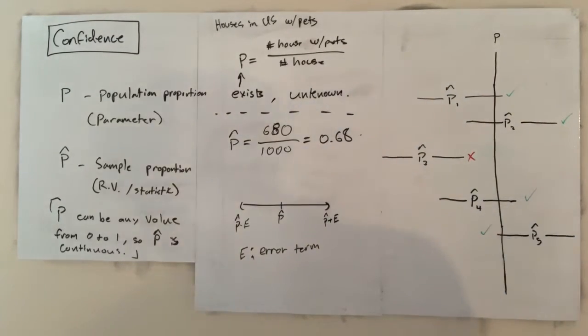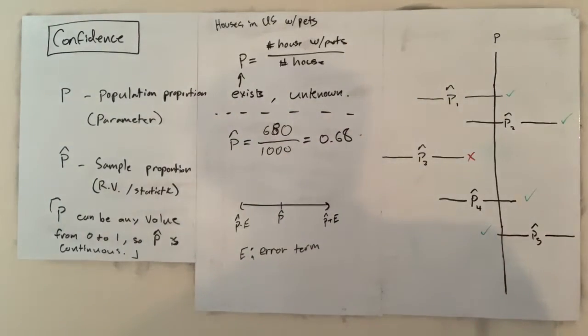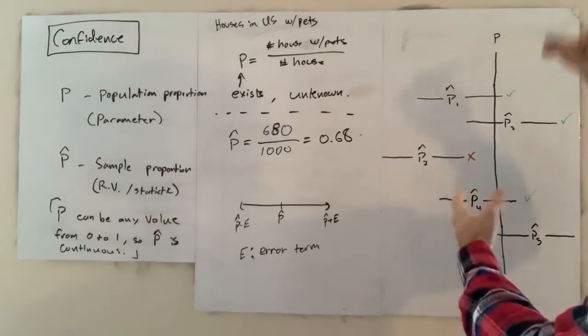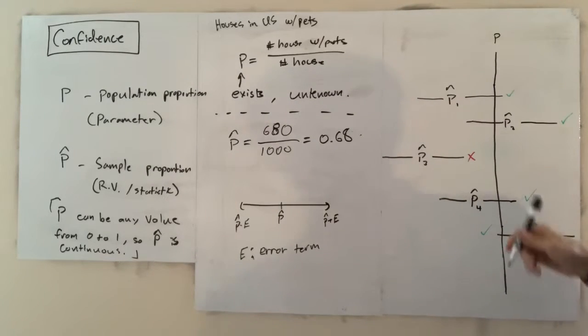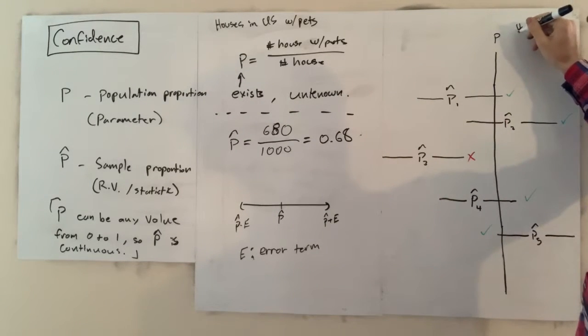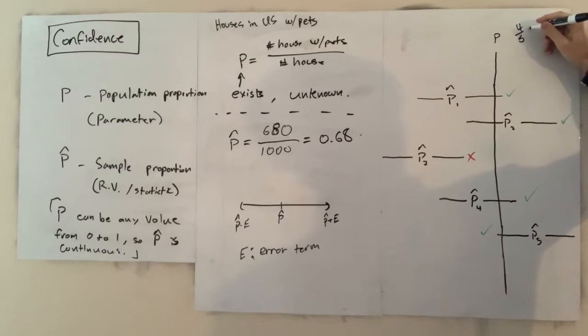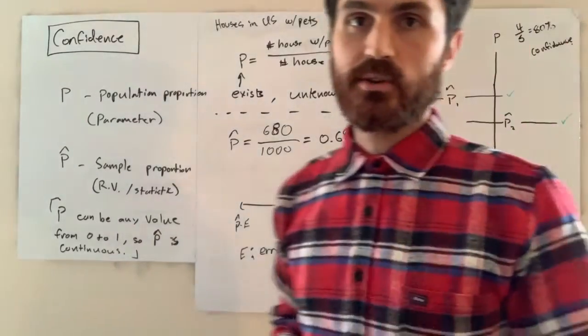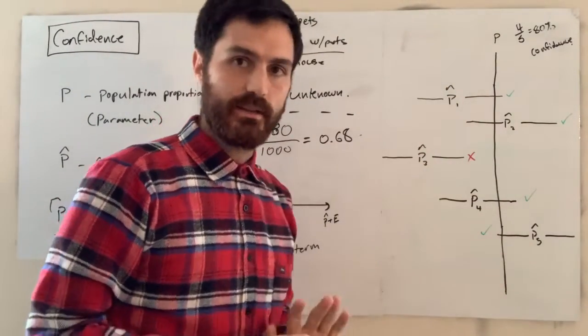P5, we capture it. So if we were to compute the confidence of this, again, I don't want to draw 100 lines, but what we would say is, well, 4 times out of 5 we capture this, so this is 80% confidence. So our method has an 80% confidence of working, if this picture represents something.